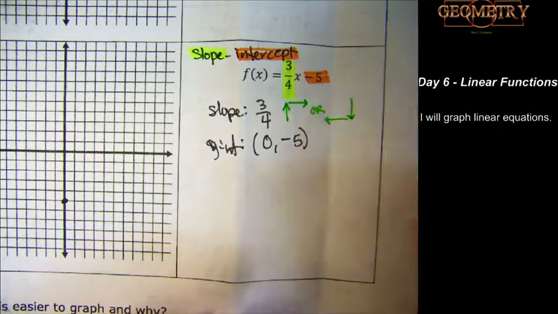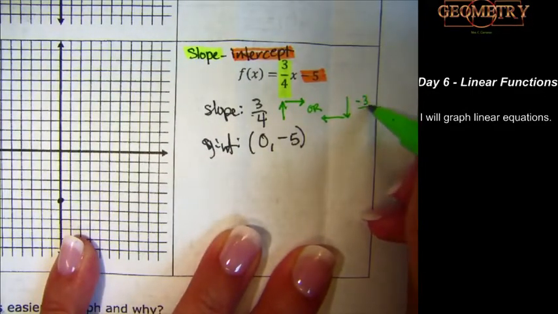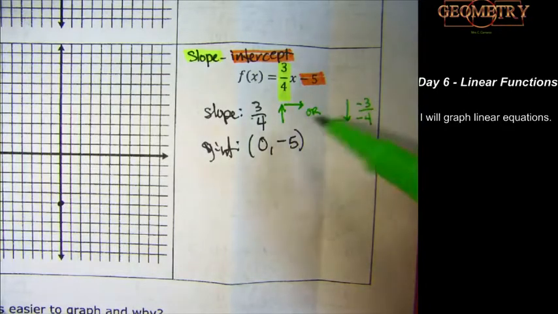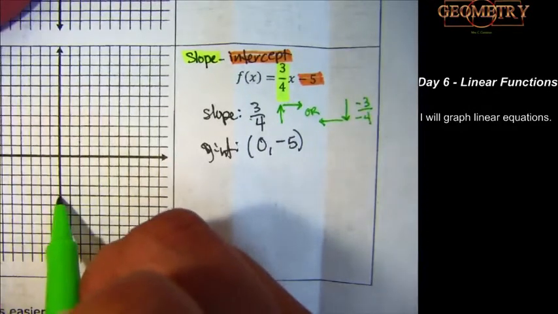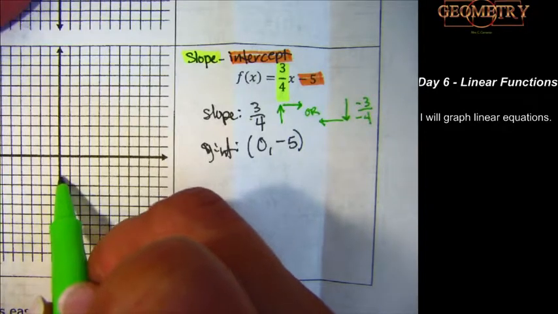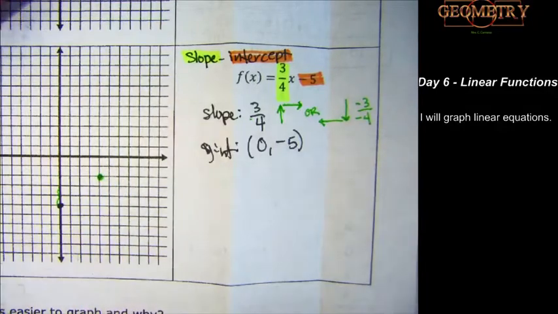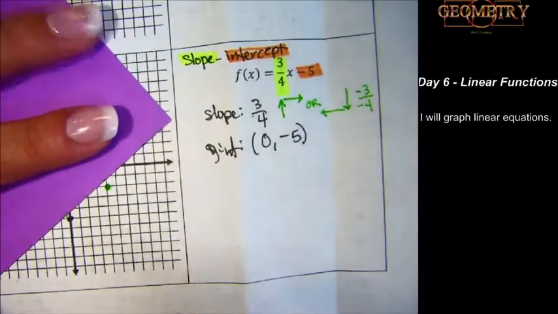Okay? And that's because positive 3 over 4 can be written and thought of as negative 3, negative 4. And so that's what allows you to go in either direction. Just go wherever you have room for and whichever is comfortable. So I'm going to go up and to the right. 1, 2, 3. 1, 2, 3, 4. And the next point on my line I expect to be right there. And then I'm going to take my straight edge and I'm going to connect the dots.